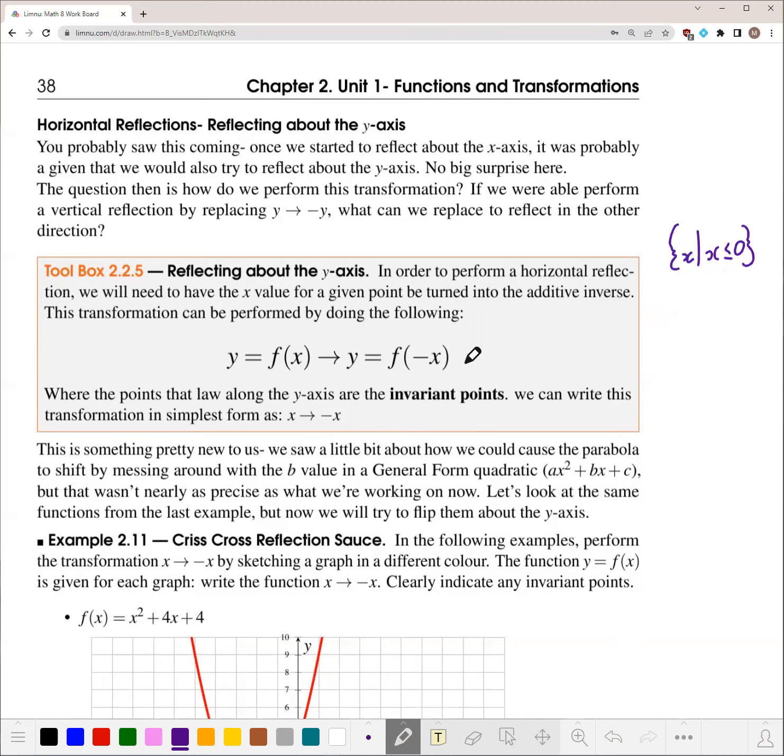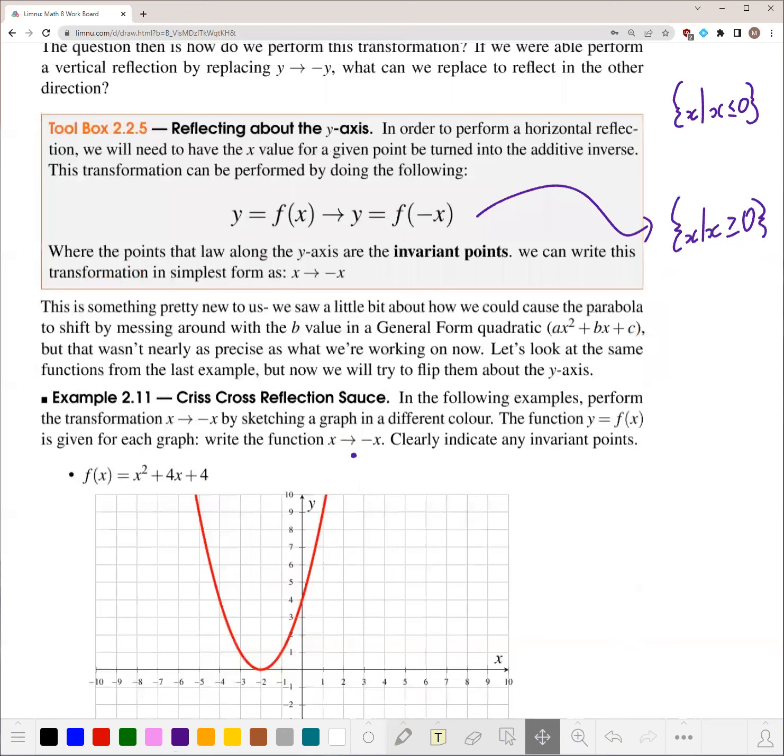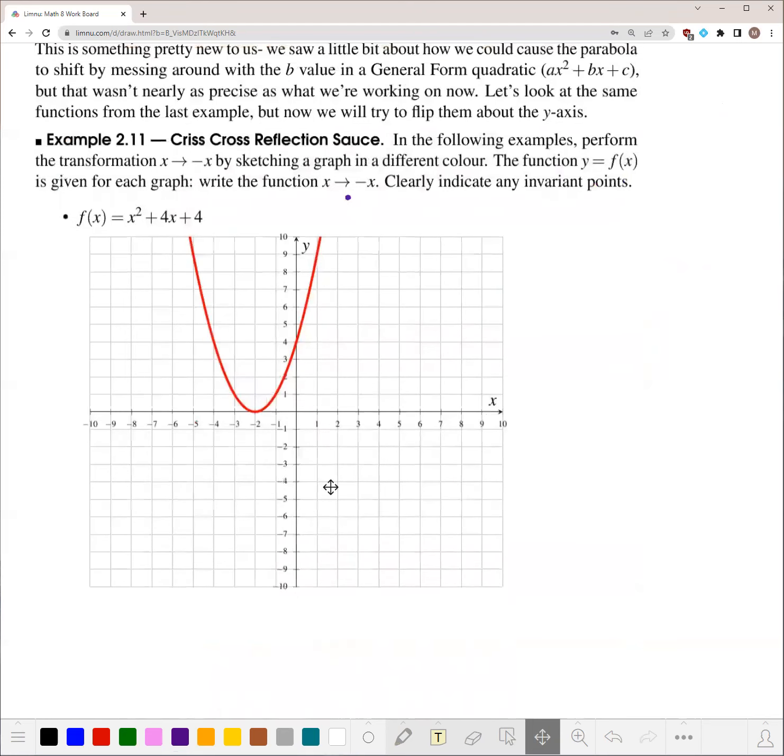So for this new one, if I perform this translation, or rather transformation, it's going to be the set of x such that x is now greater than or equal to 0. Oops, I said these backwards for one of them, but whatever. So let's look at what that looks like. And let's do the reverse order here. Let's take x squared plus 4x plus 4, and instead of worrying about it for the function, let's just do our flip.